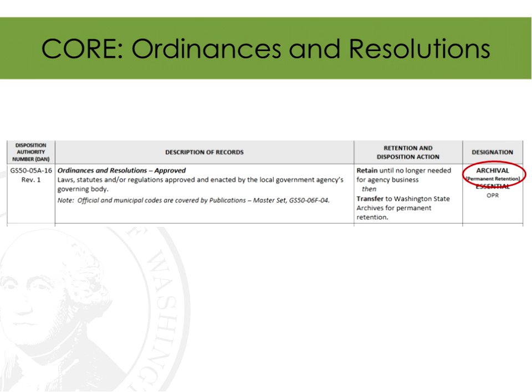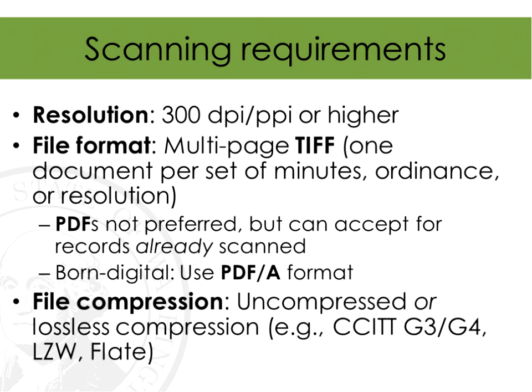And lastly, in the local schedule, in the core, we have a series called Ordinances and Resolutions Approved. And with those, it says retain until no longer needed for agency business, then transfer to Washington State Archives for permanent retention. So it's got that same archival permanent retention designation, meaning whether your agency is retaining them forever or our agency is, they do need to be around from here on.